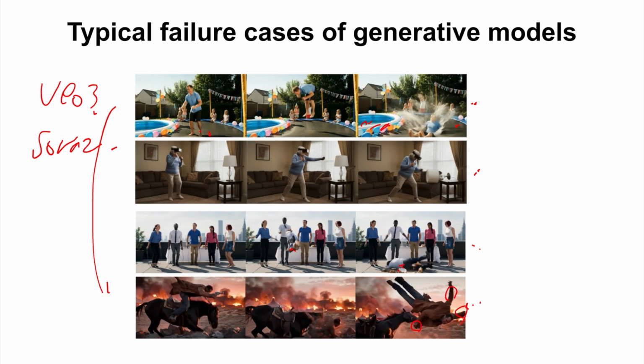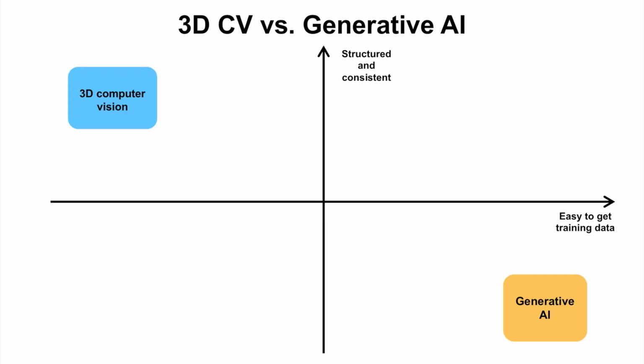So there are many inconsistent outputs. The visual diversity and photorealism are very good, but state-of-the-art generative models like Veo 3 and Sora 2 still suffer from this kind of inconsistency. That is the drawback of generative models. So this is my personal opinion: 3D vision and computer graphics have a highly structured, consistent representation.